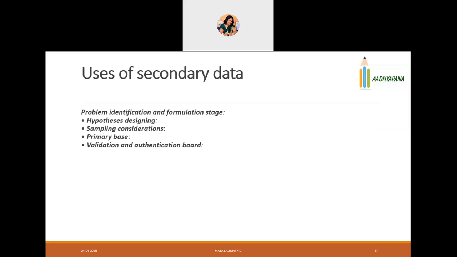The uses of secondary data. Secondary data is usually collected at the problem identification and formulation stage. The secondary data will help you with hypothesis designing, consideration, identification of the samples, and how much primary data you need to collect. You will get that base only from the secondary data, and validation and authentication can be done only using the secondary data.